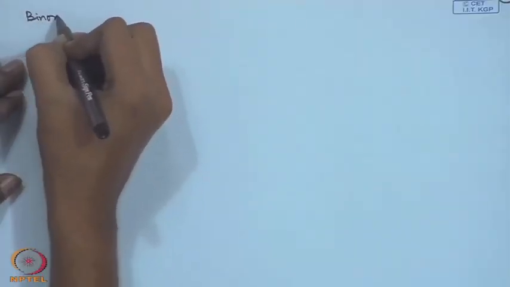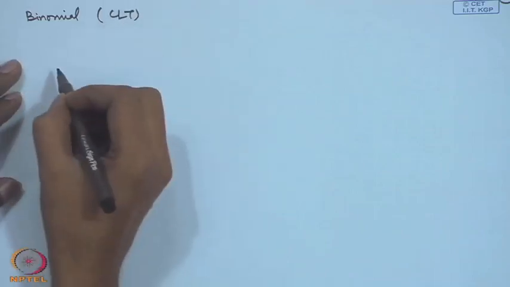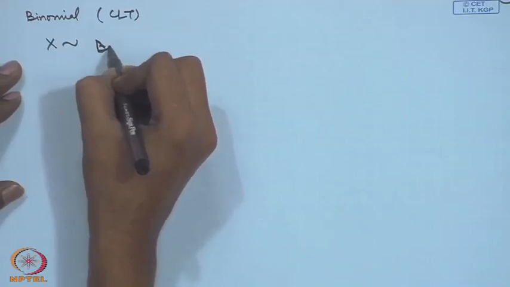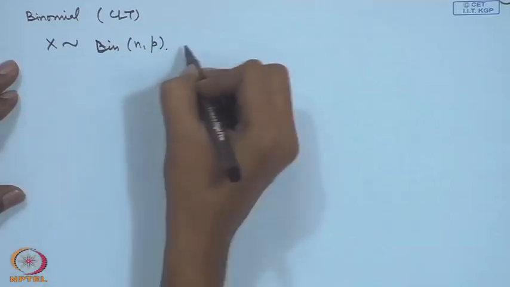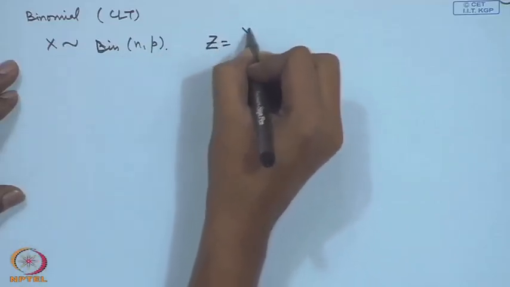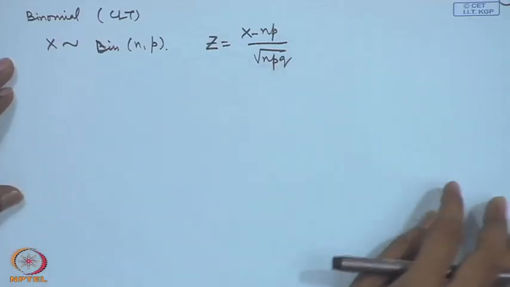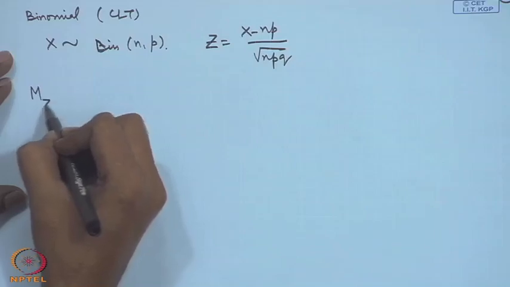Let us look at another one, which I call the binomial limit theorem, which is again attributed to de Moivre-Laplace. Let us consider X following a binomial (n, p) distribution, and once again let us consider Z equal to (X minus np) by root npq. Let us again consider the moment generating function of Z.